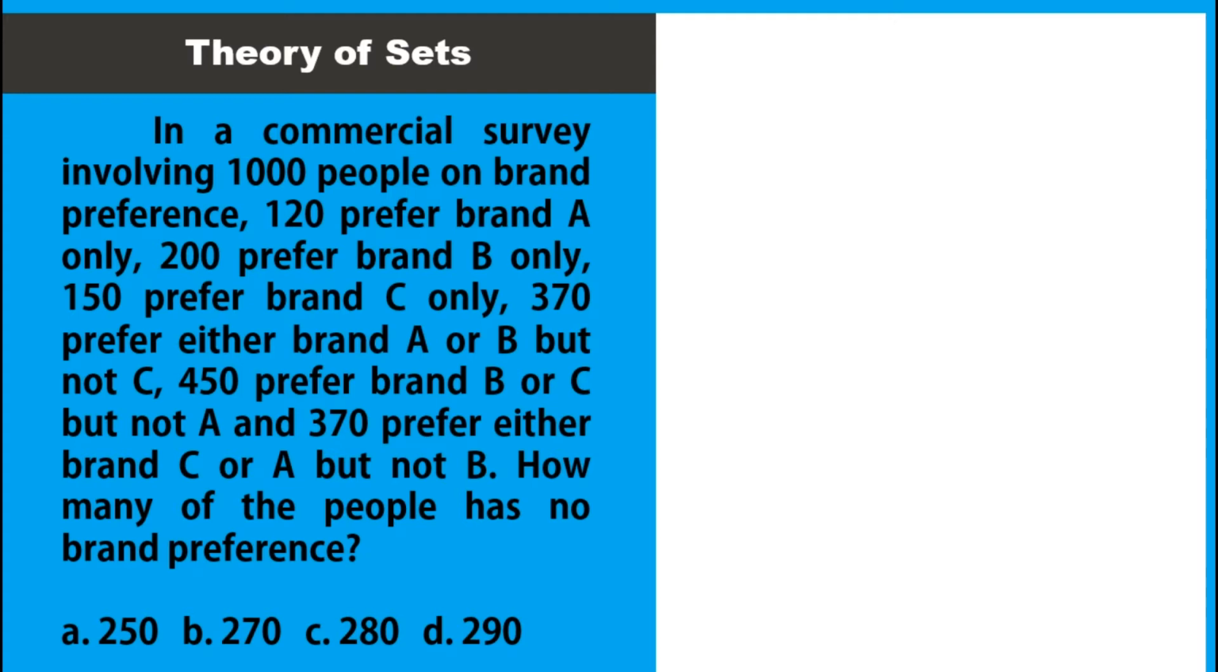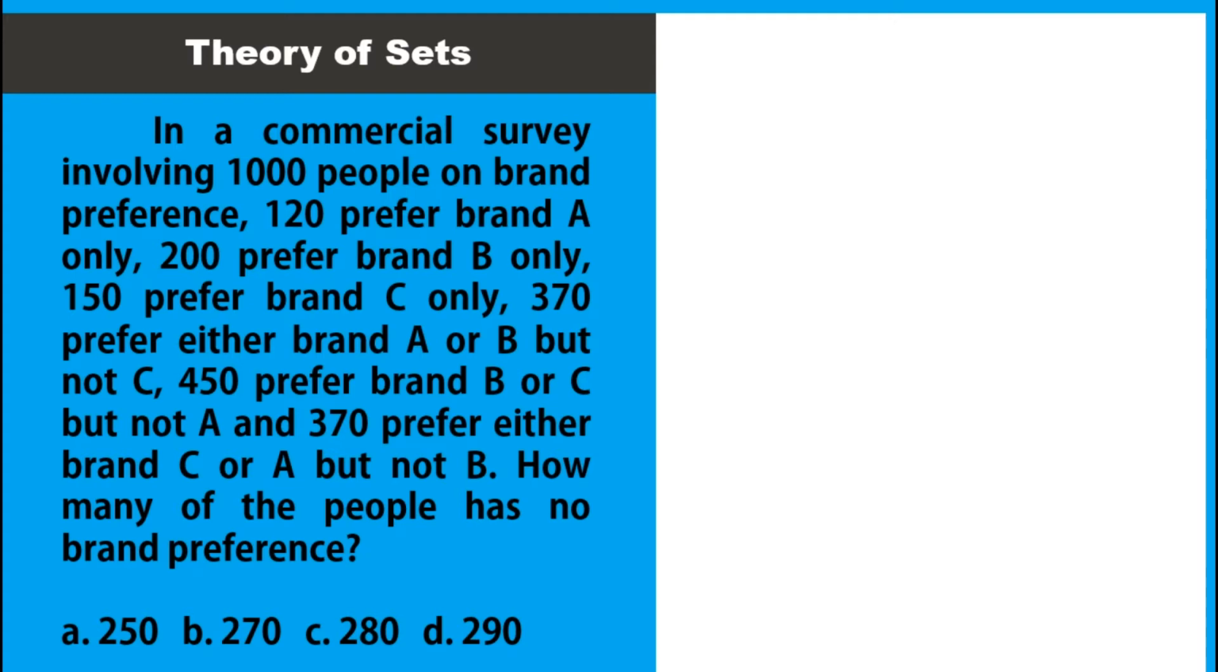For the second problem, in a commercial survey involving 1,000 people on brand preference, 120 prefer brand A only, 200 prefer brand B only, 150 prefer brand C only, 370 prefer either brand A or B but not C, 450 prefer brand B or C but not A, 370 prefer brand C or A but not B. The question is, how many of the people have no brand preference? It means that they can choose A, B, or C. So we are required to find the intersection between three sets.